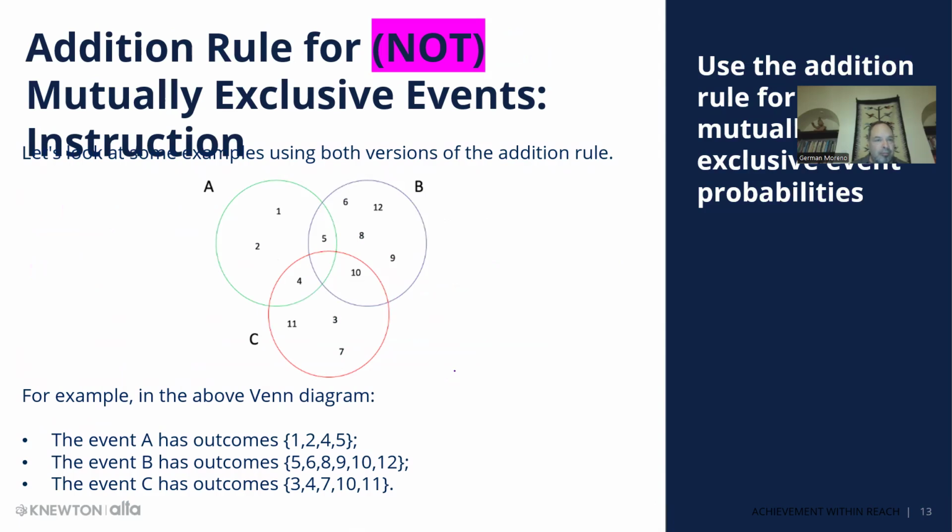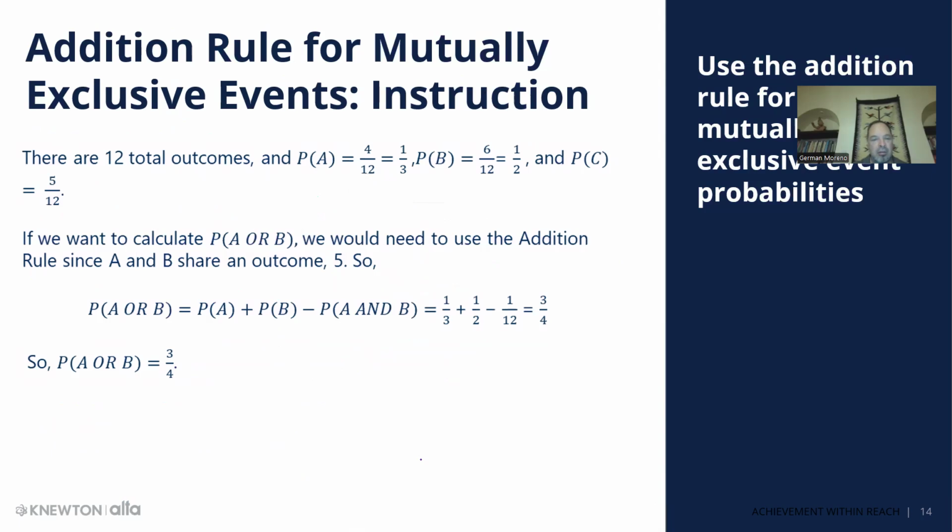Excuse the text here, but it says, let's look at some examples using both versions of the addition rule. So for example, in the above Venn diagram, event A has outcomes 1, 2, 4, 5. The event B has the outcomes 5, 6, 8, 9, 10, 12. The event C has 3, 4, 7, 10, 11. So let's see what they ask us.